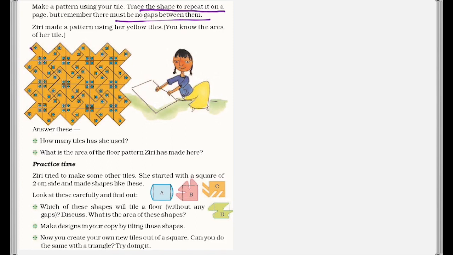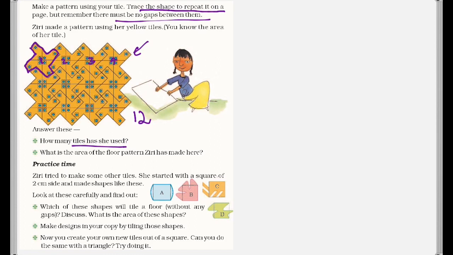So this is the shape that Ziri made, and she placed it in such a manner that there is no gap between them, and it made a floor pattern. Now you need to answer how many tiles she has used. So 1, 2, 3, 4, in total there are 12 tiles that she has used. And you also know the area, as you have made the tile along with her, so you need to find the area.